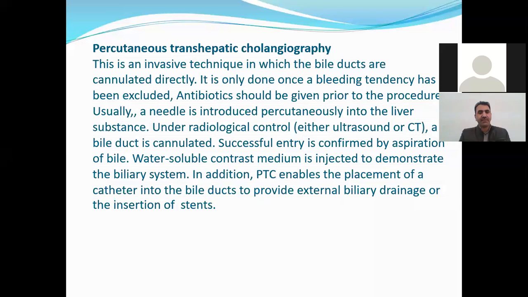Usually, a needle is introduced percutaneously into the liver substance under radiological control, either ultrasound or CT scan, and the bile duct is cannulated. Successful entry is confirmed by aspiration of bile, while soluble contrast medium is injected to demonstrate the biliary system. PTC enables the placement of a catheter into the bile duct to provide external biliary drainage or insertion of a stent.